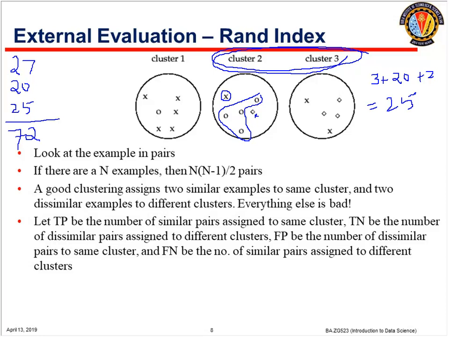Okay. So you have calculated TP, you have calculated TN, and you have calculated FP. You have calculated or not? FP also we have calculated. Yes. So TP and FP were both 20, right? TN has come out to be 72. The only thing remaining here is FN, false negative. False negative means incorrectly put in different clusters. That means they are same, but they are put in different clusters.